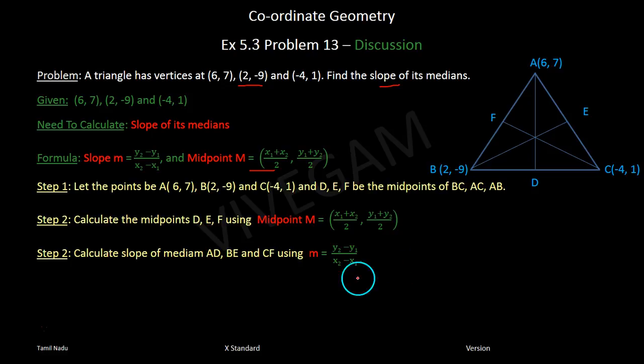Then calculate the slope of the medians AD, BE and CF using the 2-point form y2 minus y1 by x2 minus x1. Now you have this point and this point, right? So to find the slope of AD, you will have to use this 2-point form. So A will be x1, y1 and the point D will be x2, y2. Similarly, you can find the slope of the median BE as well as CF. Okay. So I think it's not very difficult. So please pause the video here and try to work this problem on your own. And on completion, please come back and check your working against our solution.